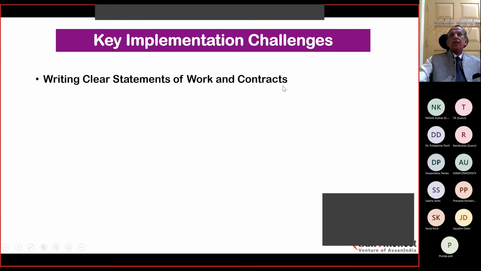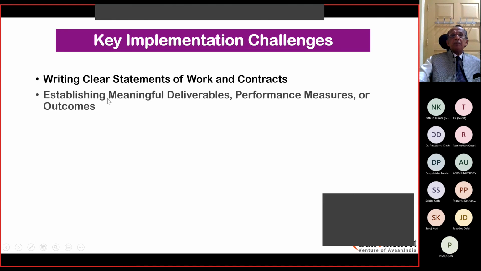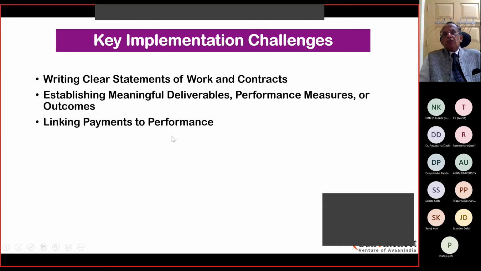Write clear statement of work and contracts. Establish meaningful deliverables, performance measures or outcomes. Linking payment to performance. Now, don't you feel, there are a lot of companies who would employ consultants, but the payment is linked to the performance of the consultants. They have to provide deliverables, then only they get paid. Okay. There are salespeople also in the same category.